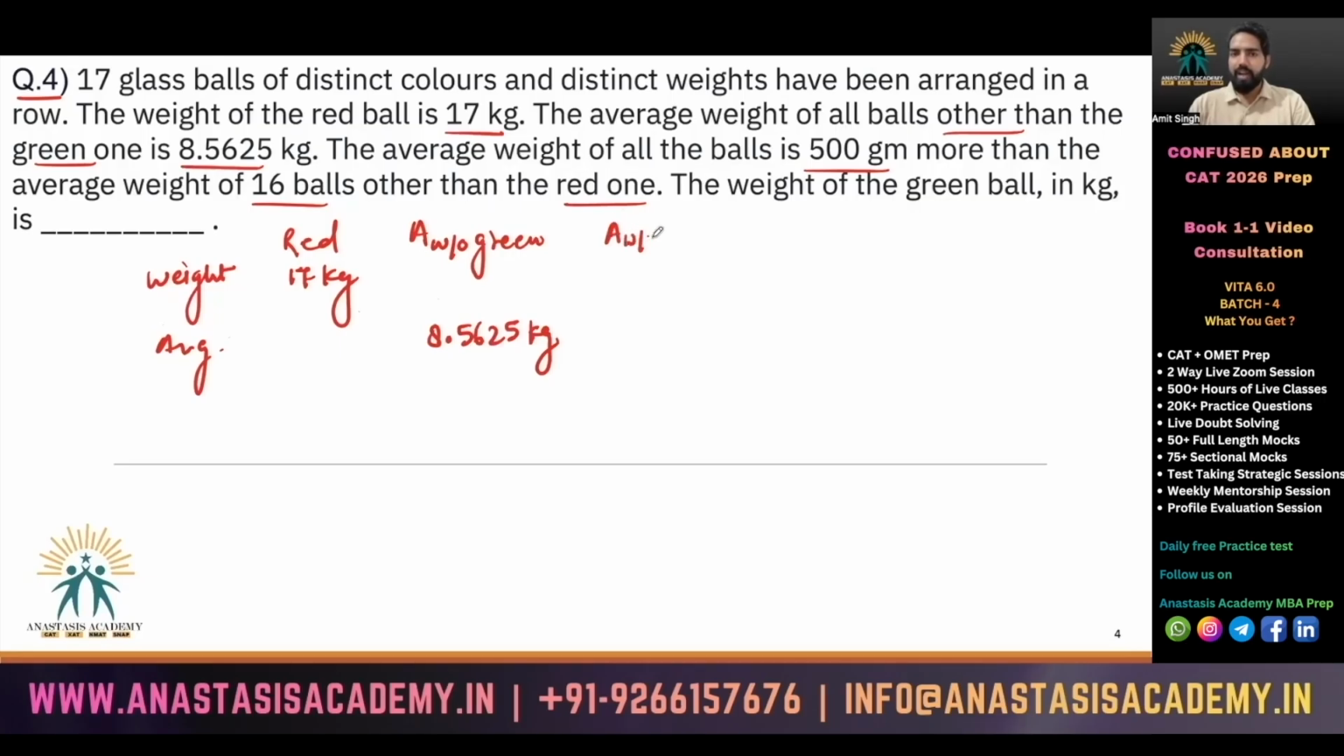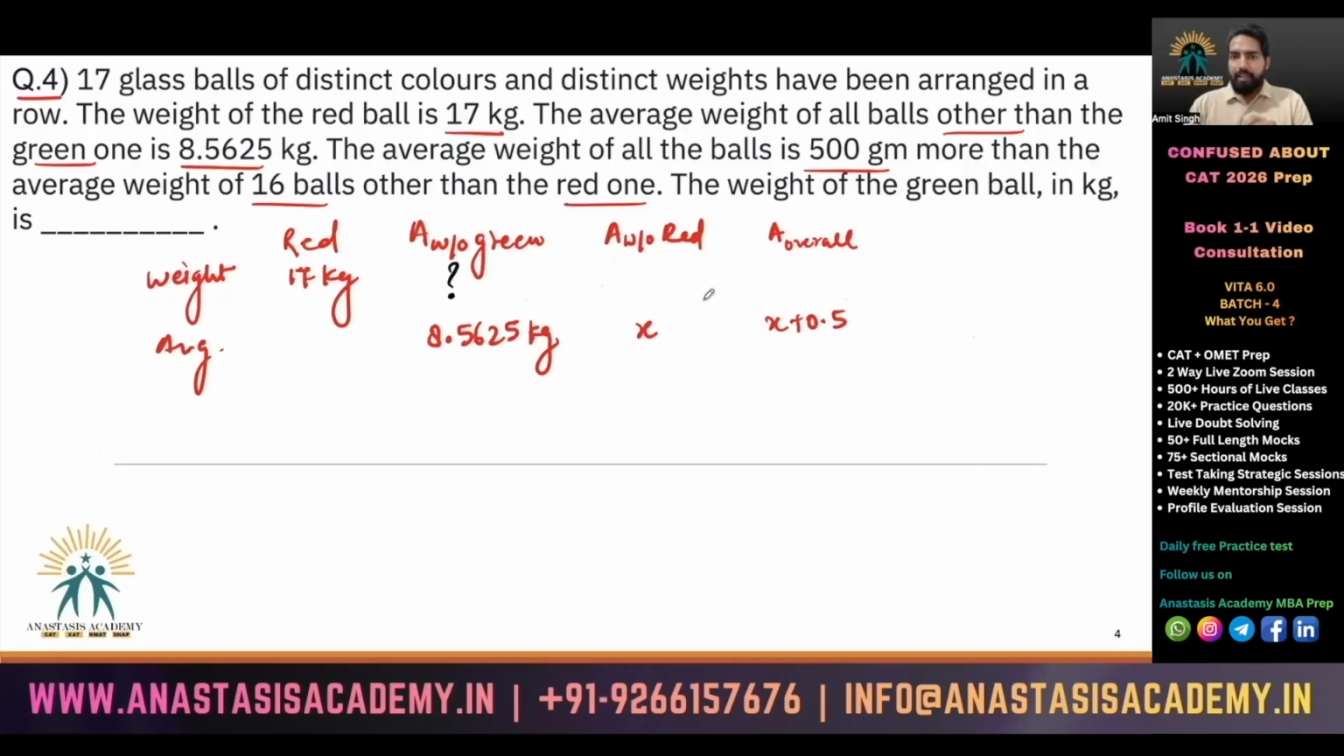So average without red, I'm assuming it to be X. So the overall average would be X plus 0.5, because I have taken these units as kg, so this 500 gram would be 0.5 kg, right? Now, I need to find the weight of the green ball. So I need to find this value. That's the proper way of writing all these things, so we do not get confused about what is given and what is not.